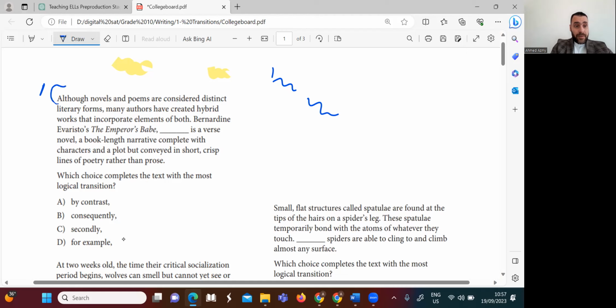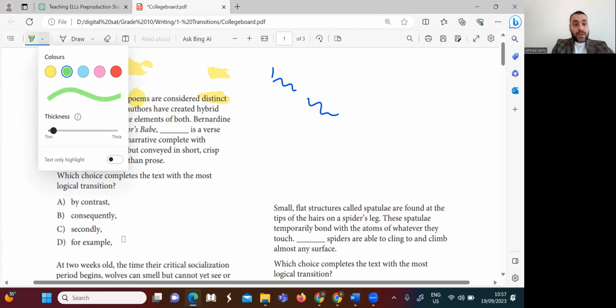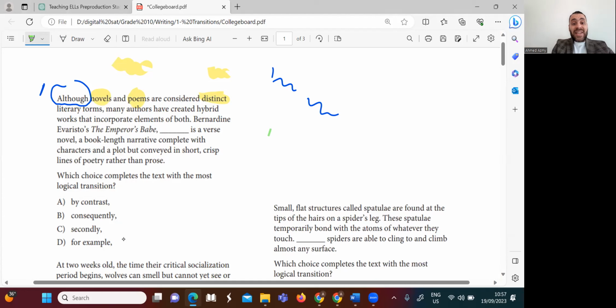Okay, let's start with the first one. Although novels and poems are distinct literary forms, so novels and poems are different. Although there is a contrast here at the very beginning, many authors, this is the second part, many authors have created hybrid works. So they integrated both together, the novel and the poem. Although they are distinct, many authors created hybrid, integrated works.